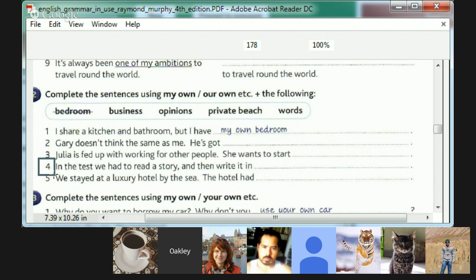In the test, we had to read a story and then we write it in our own words. That's it. In our own words. A very common phrase for teachers to use. Say it in your own words or write it in your own words.